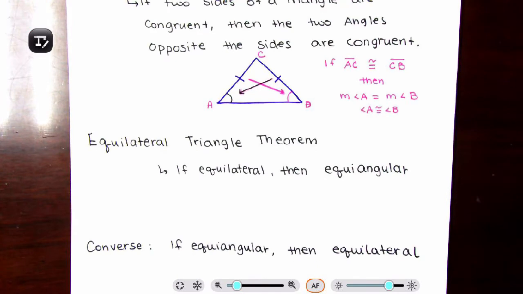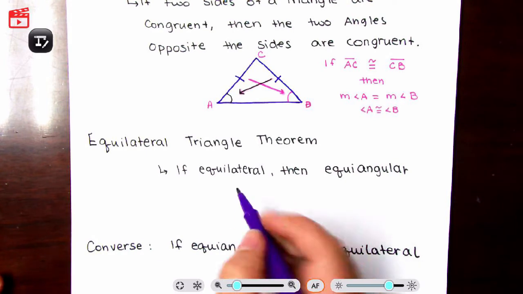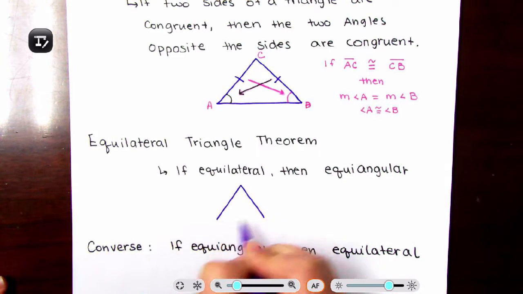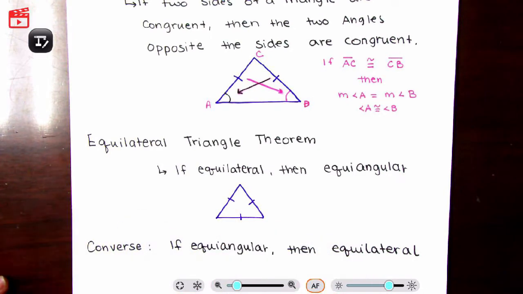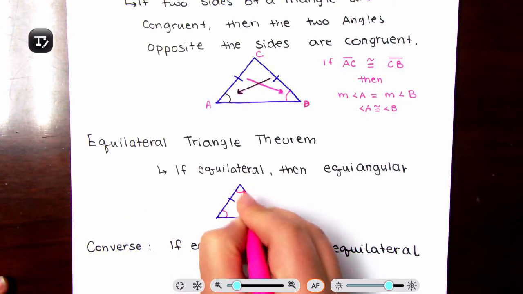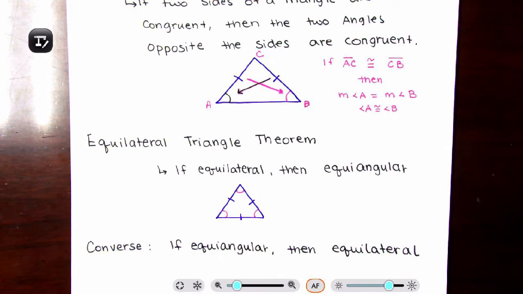Equilateral triangle theorem. It's a very short theorem. It says if equilateral, then equiangular. So what that means is if you have a triangle with all sides that are the same, that means it has to be that all angles are also the same.